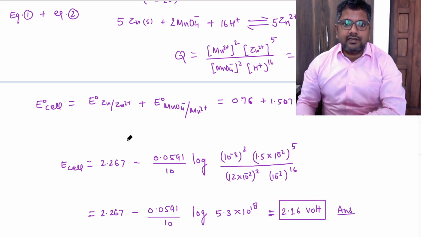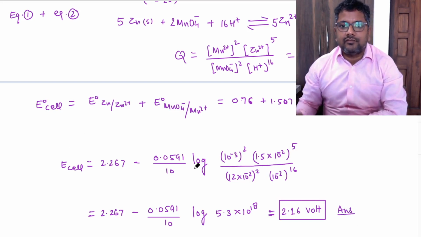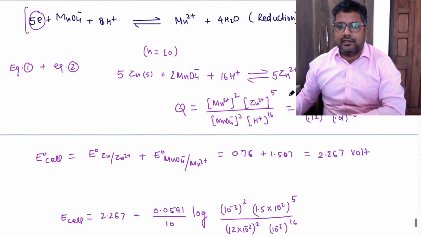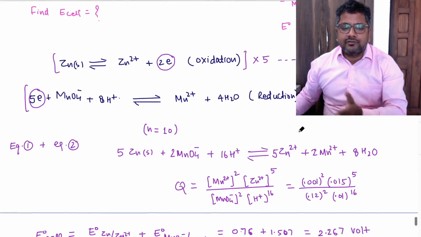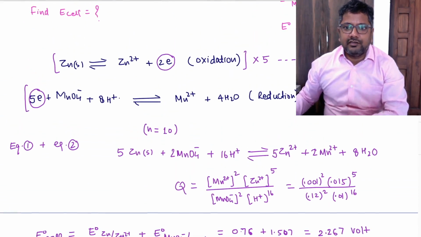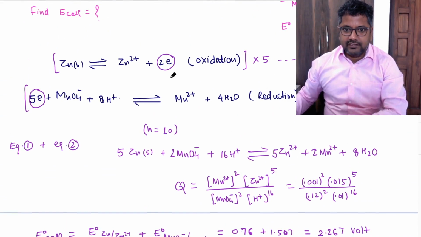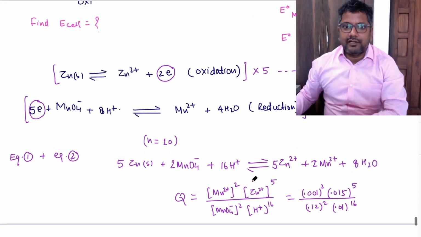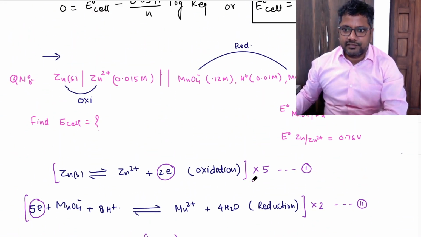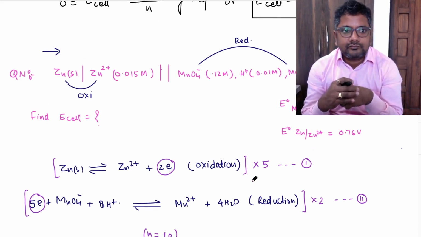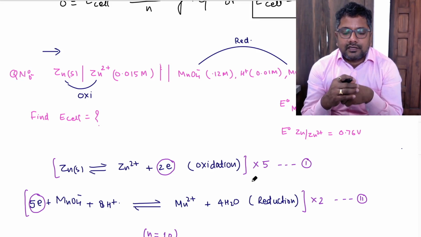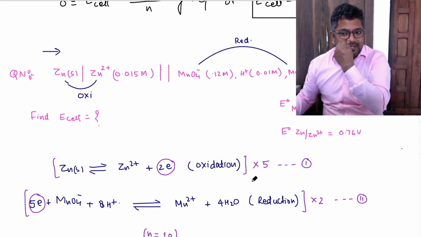So in this way you can calculate each cell for the given. I have taken a slightly complicated cell, which involves balancing so that we can cancel the electrons, and the calculation is complicated. But anyway, this is the way to calculate the complete cell potential, or you can say the EMF of the cell, right?